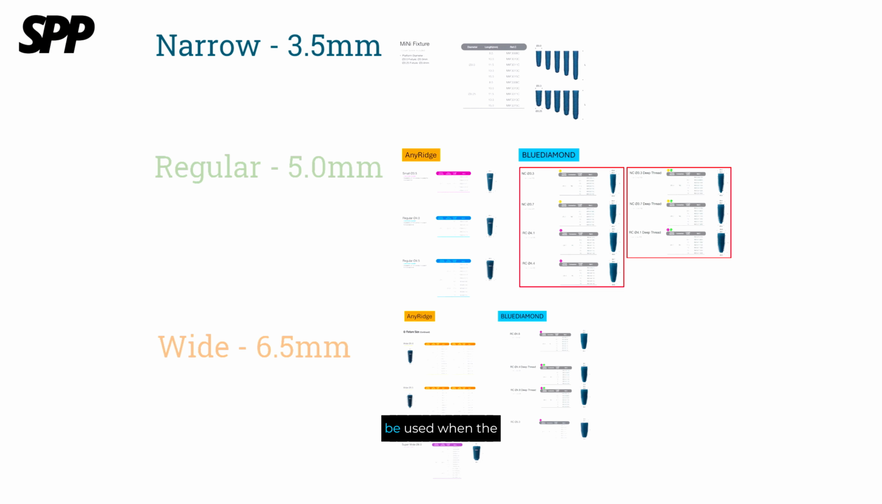The regular type should be used when the implant diameter is less than 5.0 millimeters. In the case of Blue Diamond implants, the guided surgery kit does not include a wide drill. However, since a wide carrier is available, placement of wide-size implants is still possible. This is an important point. When placing wide-size implants, both the regular guide and the wide guide are required.